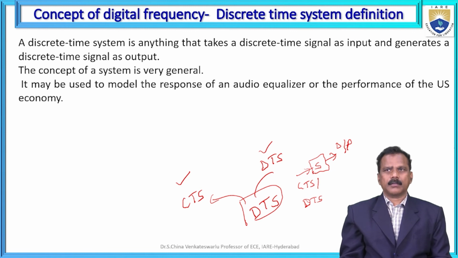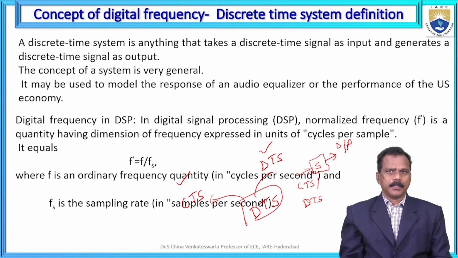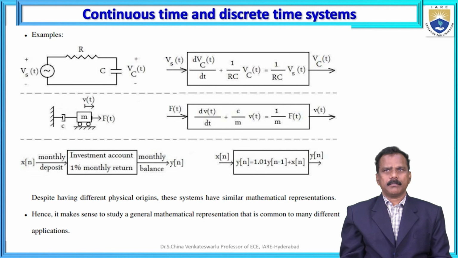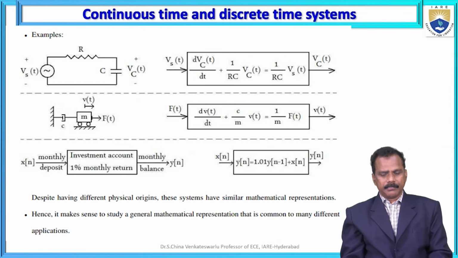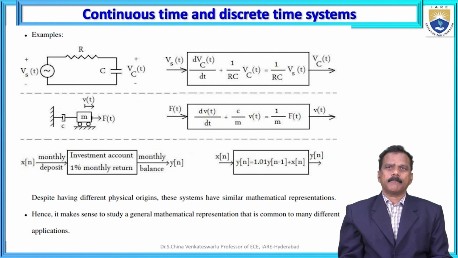So we can observe all the other aspects there. Okay, so like this here, continuous time and discrete time systems. In the continuous time signal, despite having different physical origins, if you have an R and C circuit where Vs is the input connected to the resistor and capacitor, we verify Vc of t, where Vs of t is expressed in terms of the mathematical variation.